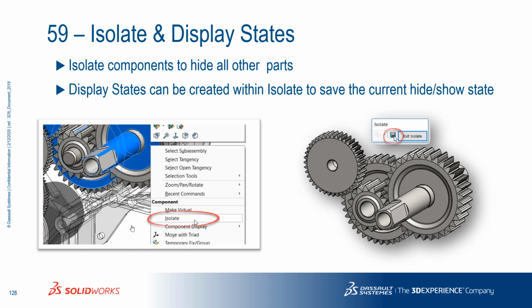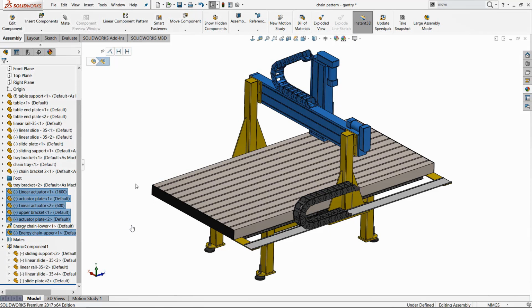Now, isolating and display state. Isolating is a quick way to hide a component, show a component, and hide everything else. So whatever you pick, you isolate it. That's the only thing that's shown. But if you start doing that multiple times, you can capture that in what's called a display state. Okay, a display state saves things like colors or transparencies, hide items, shown items, things like that. So consider using display states as a way to capture that graphical information so you can quickly change between them.